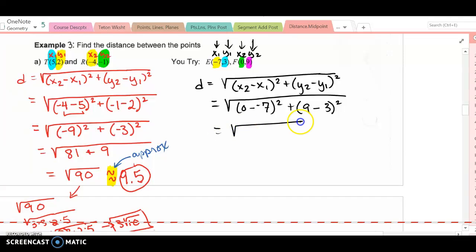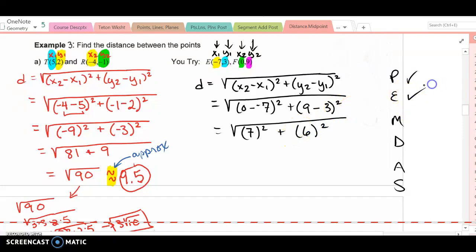Quantity squared. All right. Again, good old please excuse my dear Aunt Sally. Parentheses first. So 0 minus a -7 would be 7 squared, plus 9 minus 3 would be 6 squared. Then exponents. 7 times 7, 7 squared we know to be 49. 6 times 6, or 6 squared, is 36. We're going to add those together. So that's going to be 85.